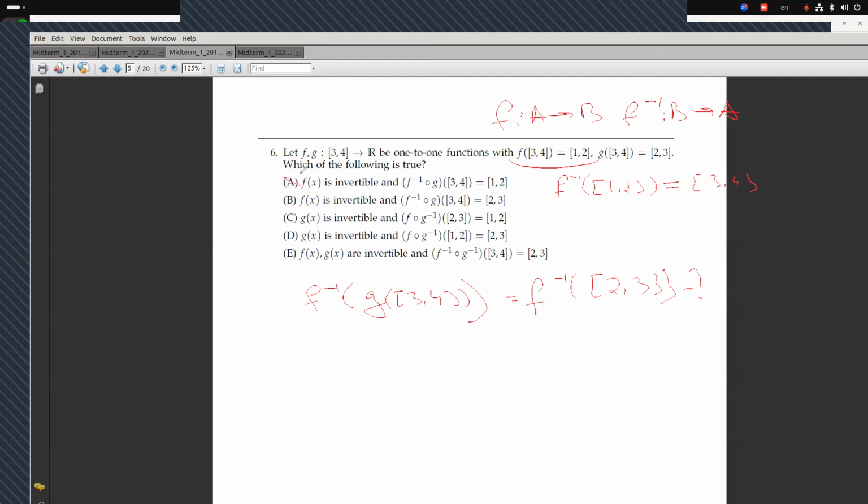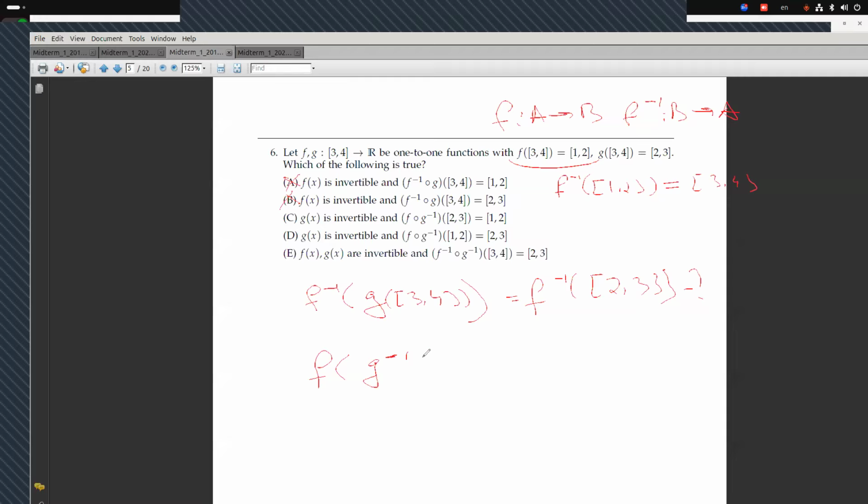So let's eliminate A. Let's eliminate B as well for the same reason. F minus 1 at 2/3, we don't know. What do C and E say? Now we have something different. G is the invertible function, and we are going to discuss what G minus 1 is. Function G is from 3, 4 to 2/3.